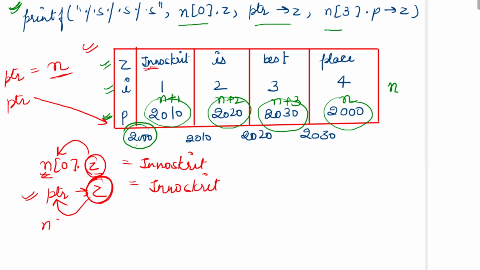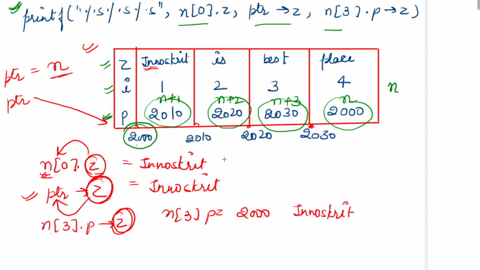And the third one says n3.p and z. So it is basically saying go to the location n3, that is the third index, 0, 1, 2 and 3, and n3.p is basically 2000. So now it says print the z string at location 2000. At location 2000 the z string is again InnoScript. So the output should be InnoScript, InnoScript, InnoScript, 3 times.